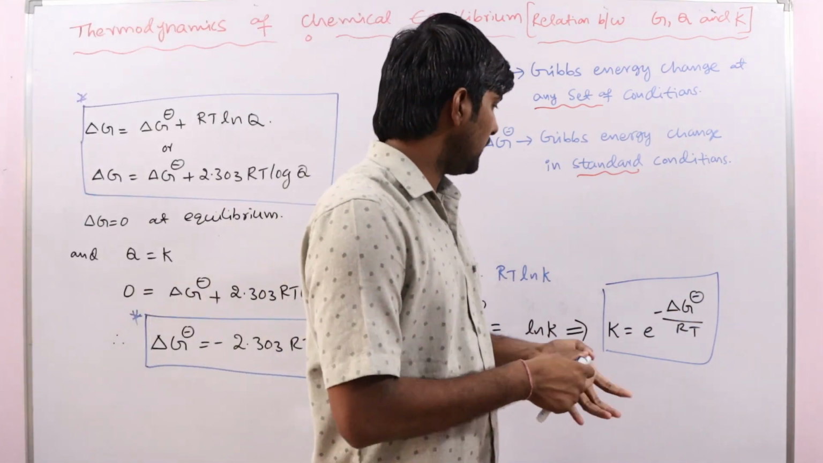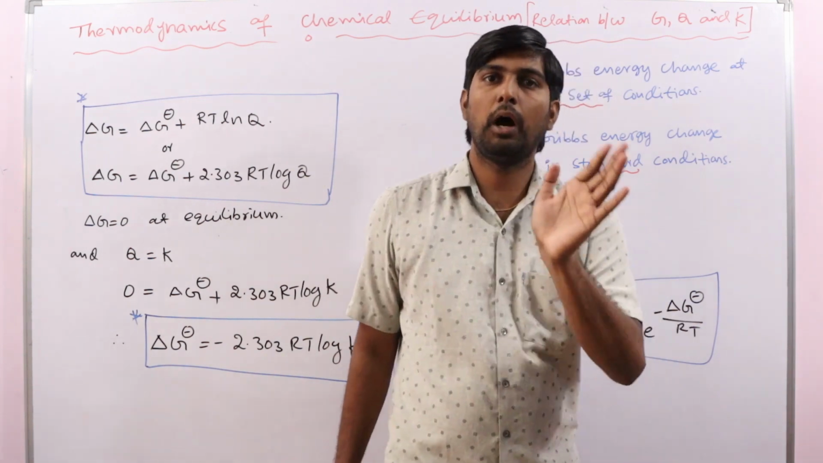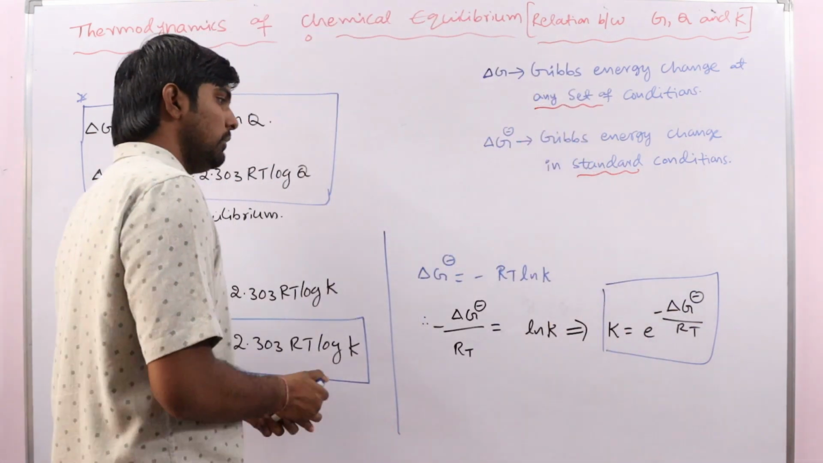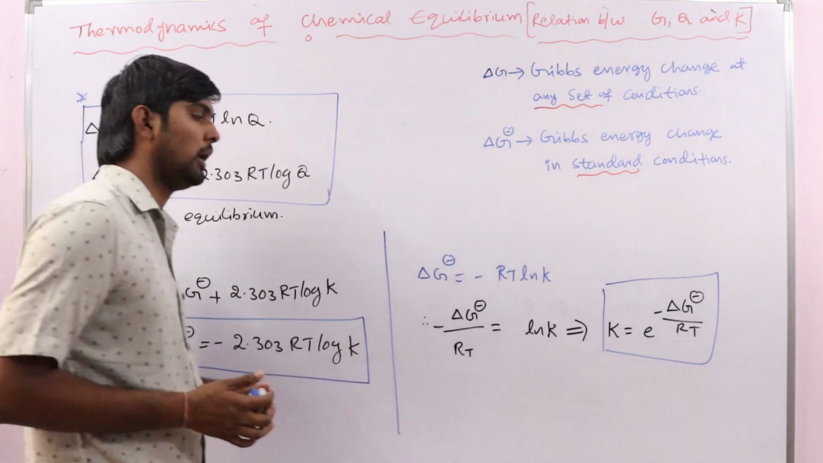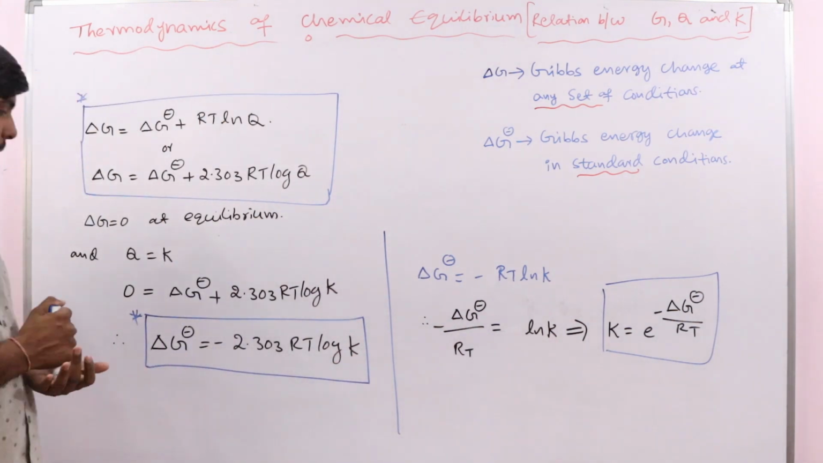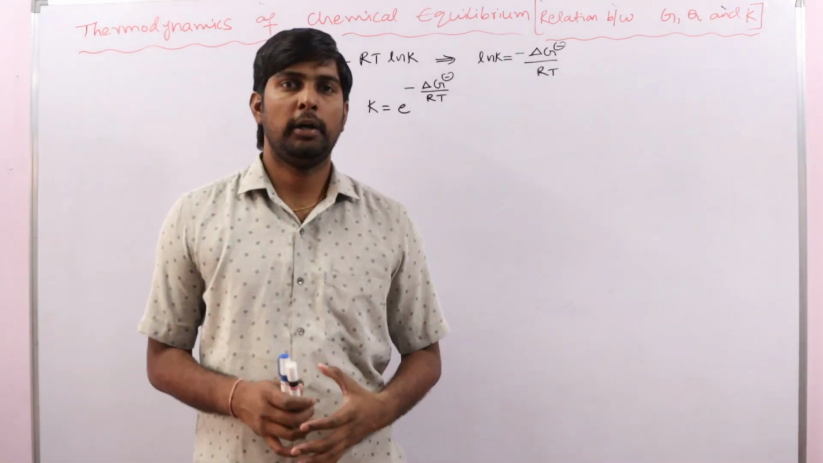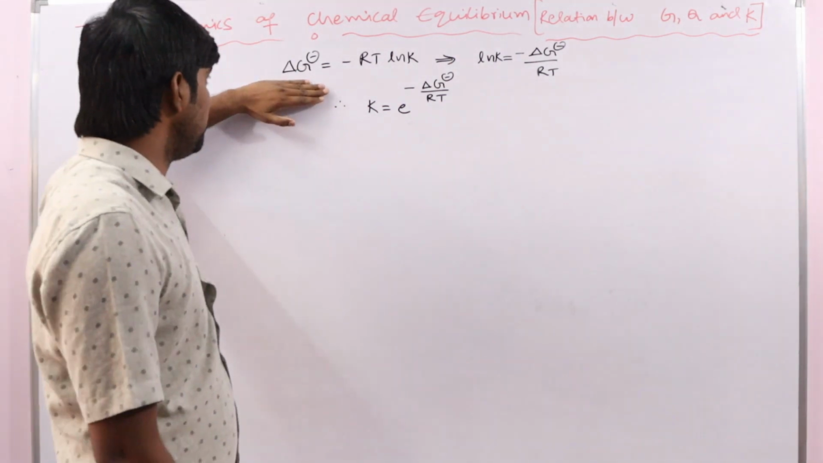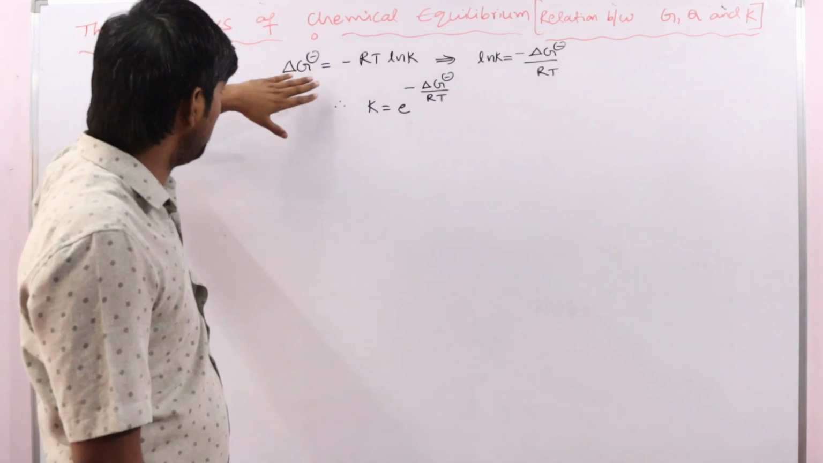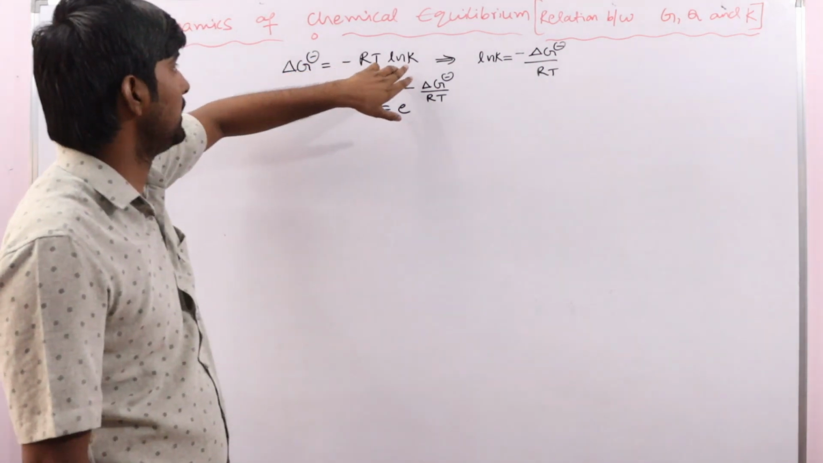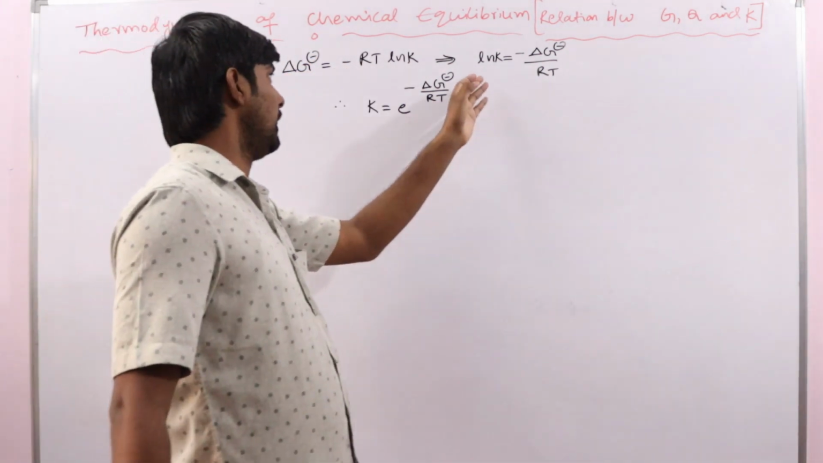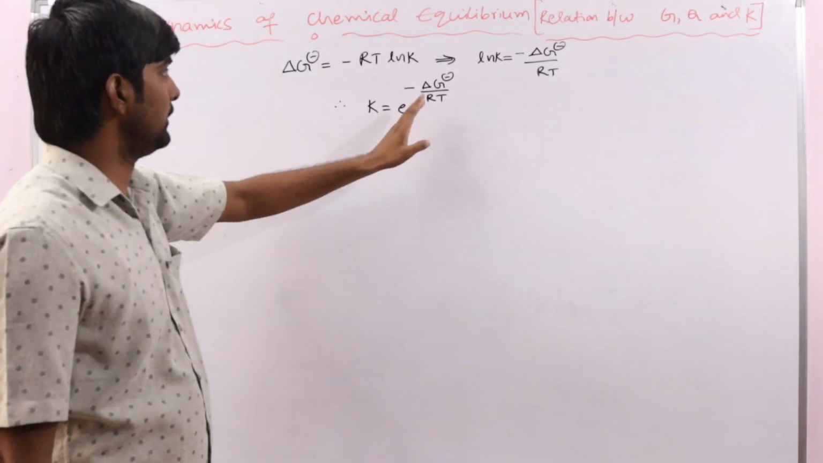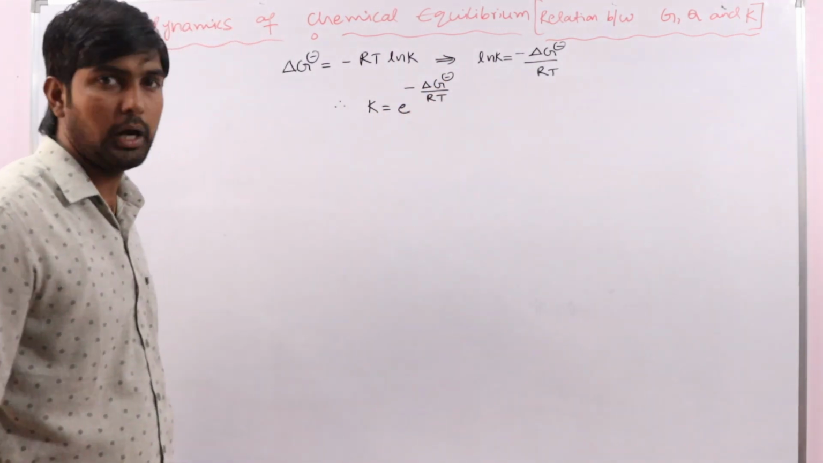Now see, this delta G naught may be positive or negative or equal to 0, and depending on that, the K value also changes. So that we discuss now. Just now we discussed that at equilibrium, delta G naught equal to minus RT ln K, or we can write K is equal to exponential of minus delta G naught by RT.